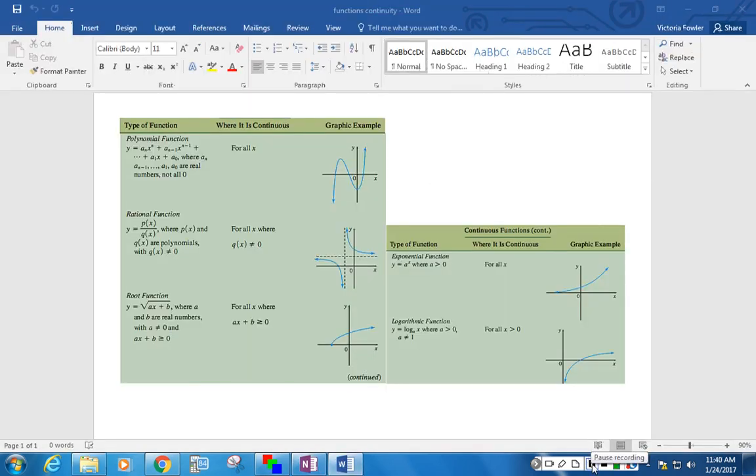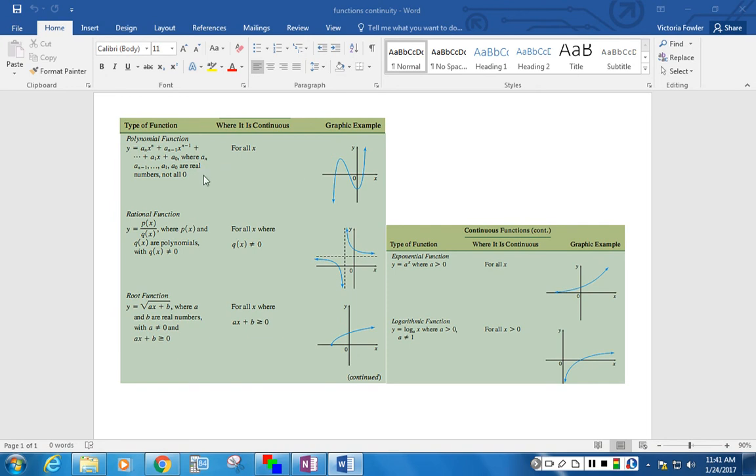Okay, the next thing I want to show you is just kind of a summary of continuity. These are the types of functions we'll be working with in this course. And so you can see we've got polynomial functions, rational functions, root functions, exponentials, and logs. So these are what we'll be working with all semester. When we're talking about continuity with polynomials, this is typically what we're most familiar with. Where is it continuous? Well, for all x. And if you start relating this to the domain of your functions, this will begin to make sense.